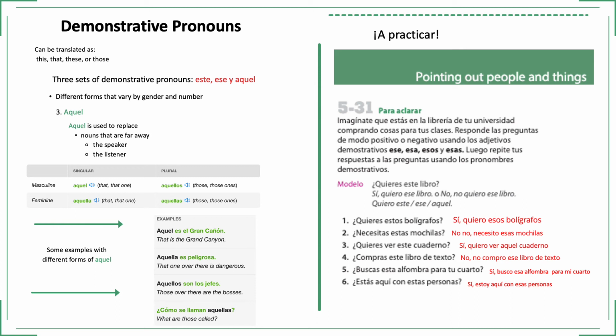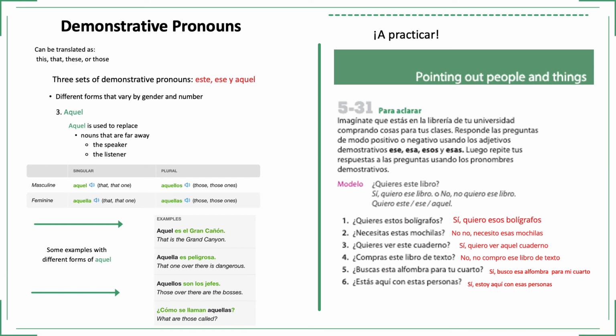Now let's talk about some examples with this demonstrative pronoun, aquel. Example number 1, aquel es el Gran Cañón. That is the Grand Canyon. Aquella es peligrosa. That one over there is dangerous. Aquellos son los jefes. Those over there are the bosses. And last one, ¿cómo se llaman aquellas? What are those called?